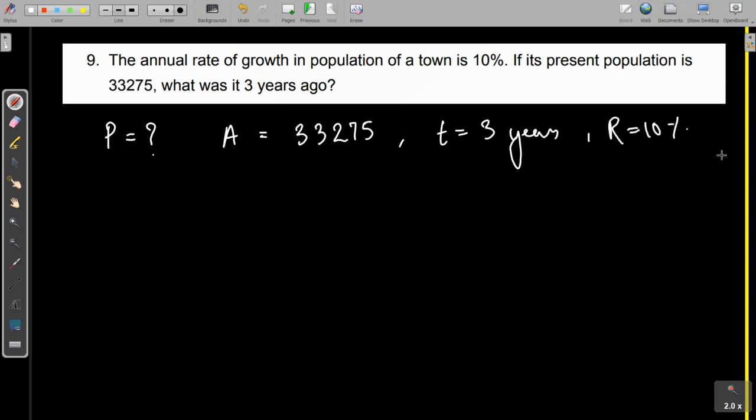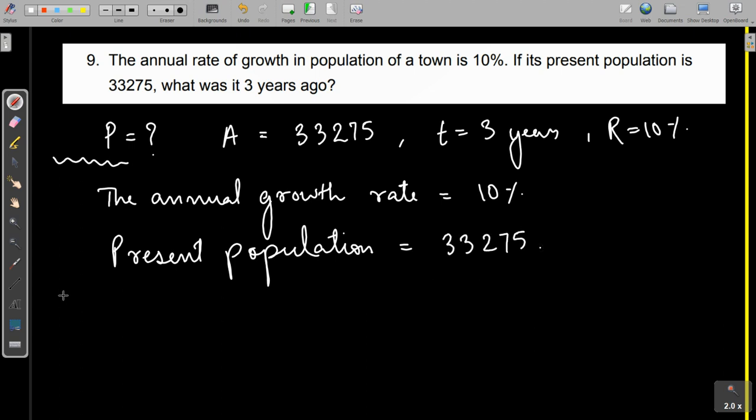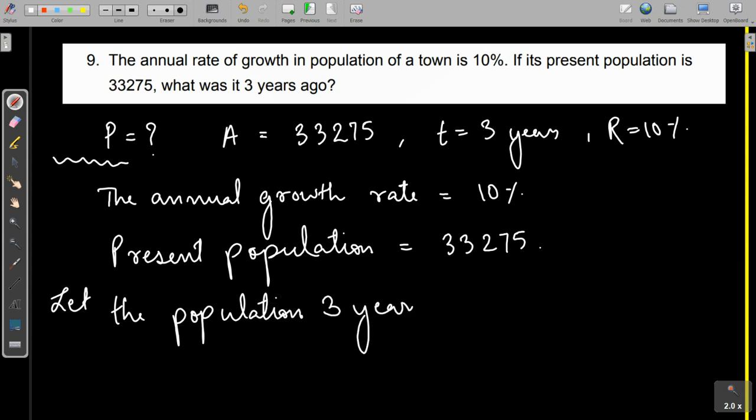So we are not going to write it like this, because I was just trying to understand how to solve. I wrote everything like this. So the correct way to solve questions like this would be: the annual growth rate is 10%, the present population is given, and then we assume that the population 3 years ago be X.